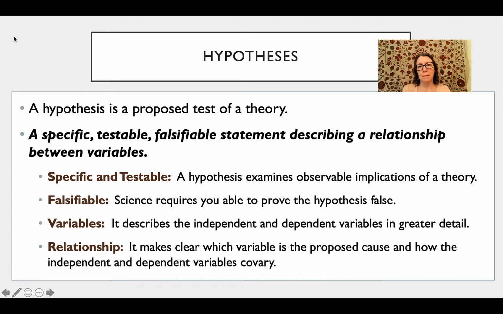The other term I wanted to make sure you're familiar with right now is hypothesis. When we talk about hypotheses in political science, we're talking about something really specific. It is a proposed test of a broader theory, and it has to meet certain really specific criteria. It needs to, again, be specific and testable. It's going to examine the observable implications of a theory. There are some technical requirements, like it does need to be falsifiable. More importantly, a hypothesis needs to clarify what the variables of a theory are, what is the proposed cause and what is the proposed effect. And it needs to describe what the proposed relationship between those two things is. What goes up and what goes down.